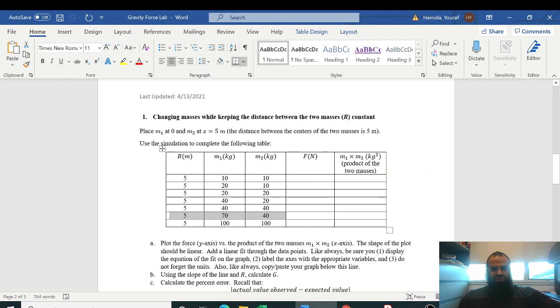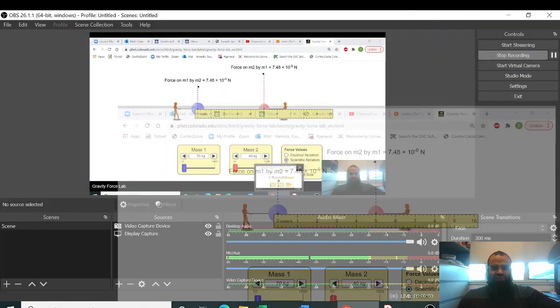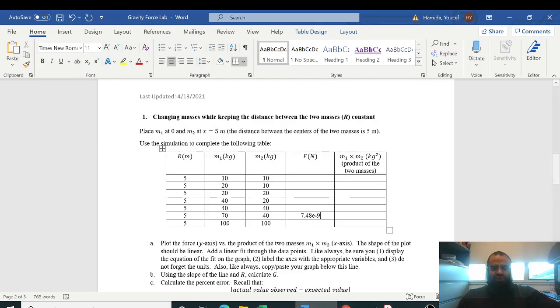So I will write it here. 7.48, I'll put e minus 9. So that's e, times 10 to the minus 9. Okay, sounds good. And then the product of the two masses, m1 times m2, well, 70 times 40 is 2,800.